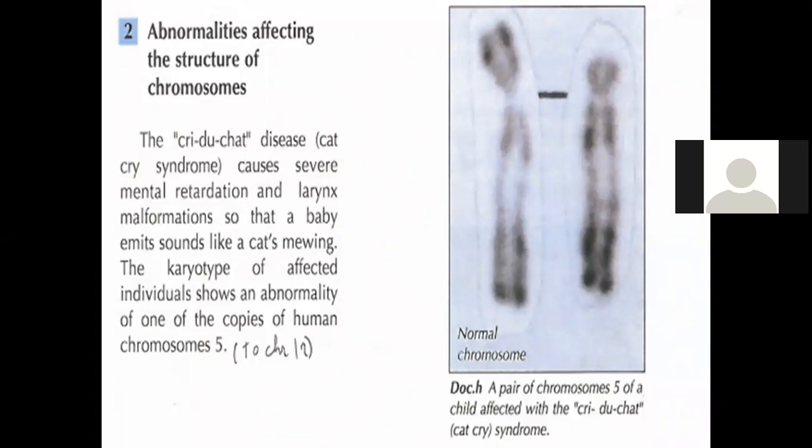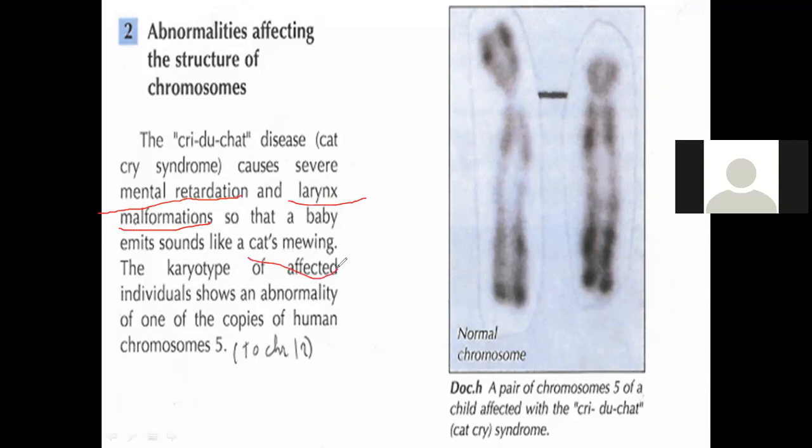Moving to document H. Document H is showing a pair of chromosome 5 of a child affected with a syndrome called Cri-du-Chat syndrome. It's called the cat cry syndrome. This syndrome affects chromosome number 5. This is a disease where the baby is going to emit a sound like a cat's mewing.